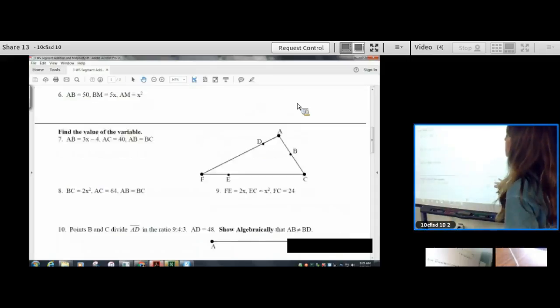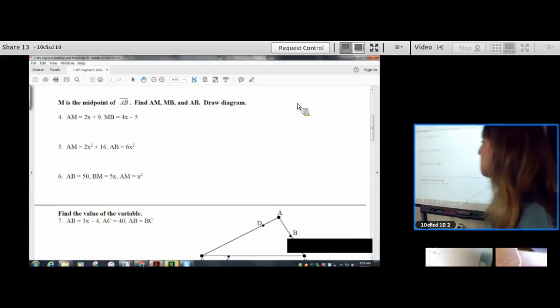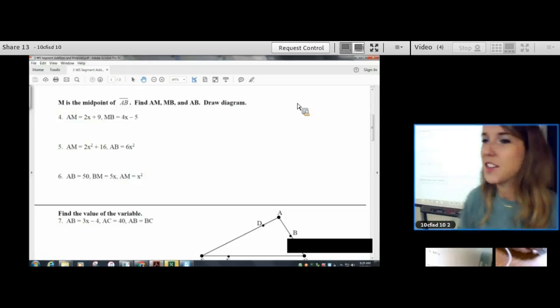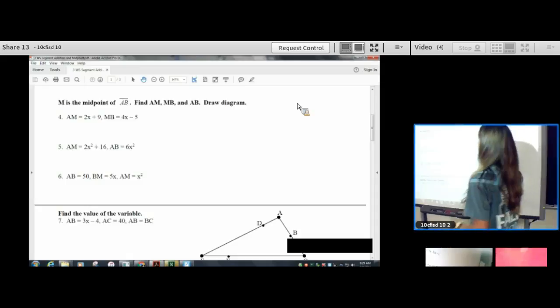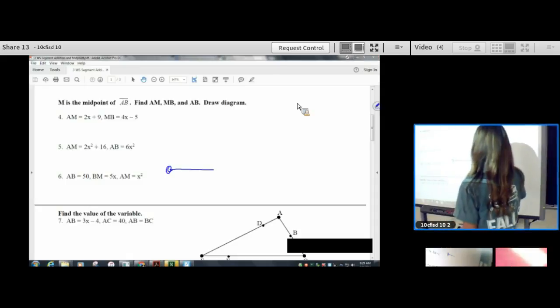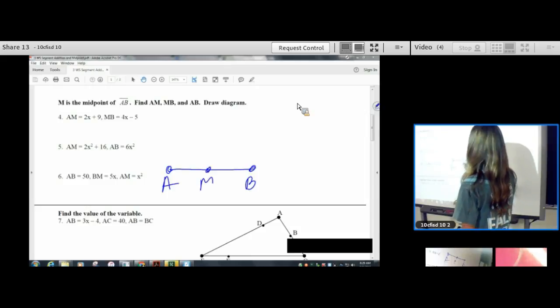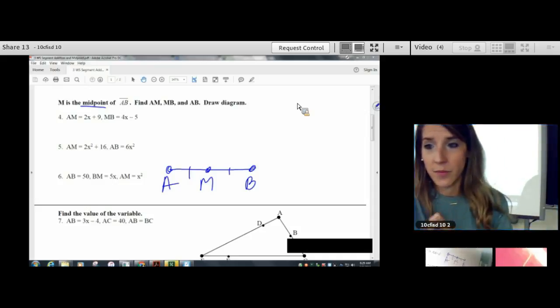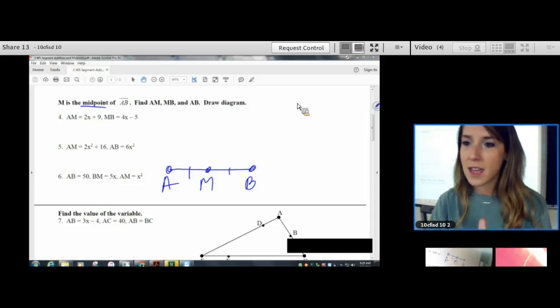We are looking at number 6 from the homework. Let me just put a disclaimer on number 6. The directions are not very good, because look at the directions. It says M is the midpoint of AB. So we're drawing our picture. We've got AB, we've got M. We put tick marks because it's the midpoint. So that's our picture. Find AM, MB, and AB.